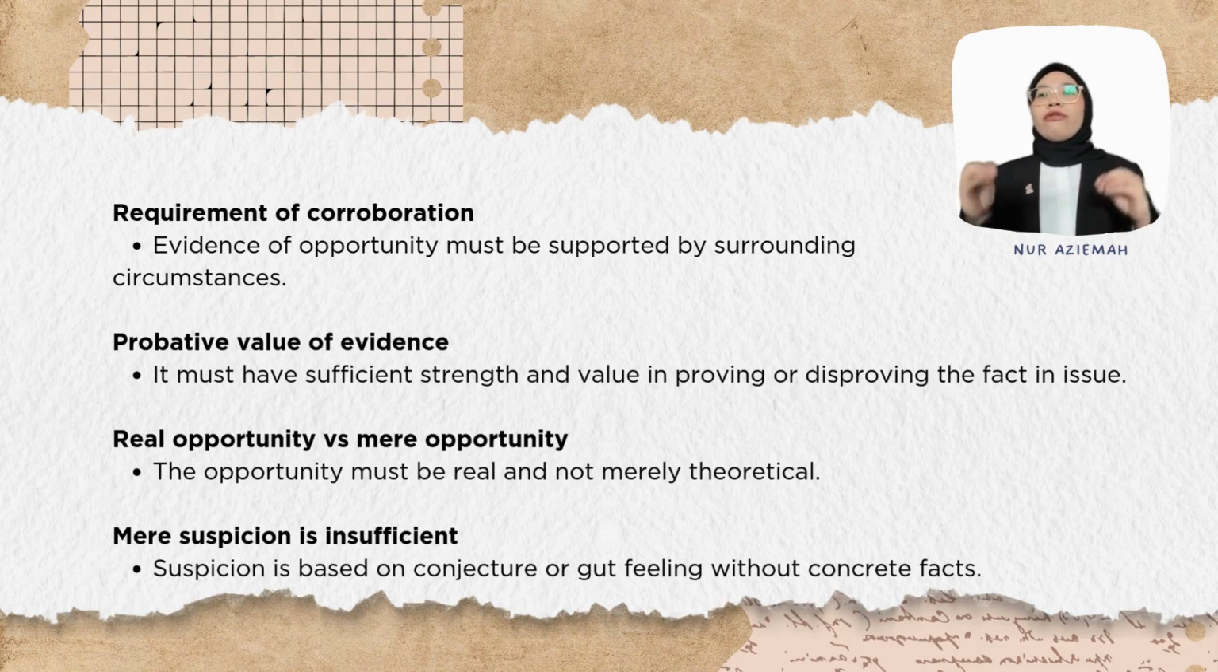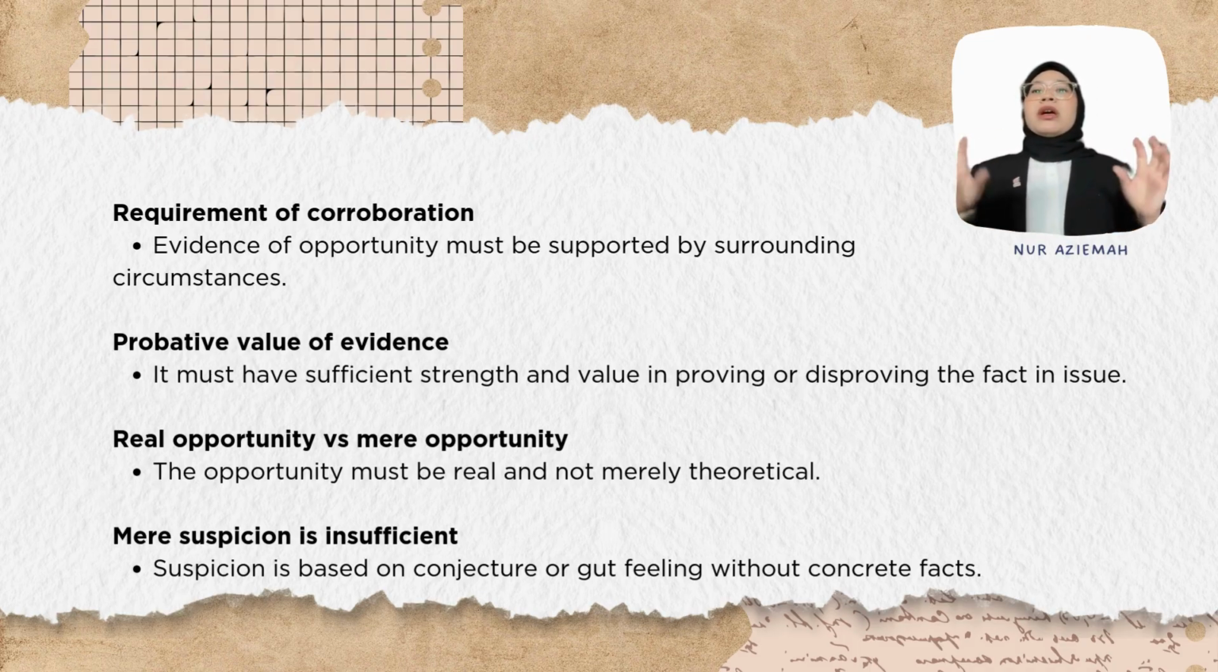Such evidence is often circumstantial, allowing the court to draw reasonable inference from conduct or physical traces. The opportunity relied upon must be a real opportunity and not merely a theoretical one. It must demonstrate that the incident was not a coincidence. Finally, mere suspicion is insufficient. Suspicion is based on conjecture or gut feeling without concrete supporting facts and does not amount to corroboration.